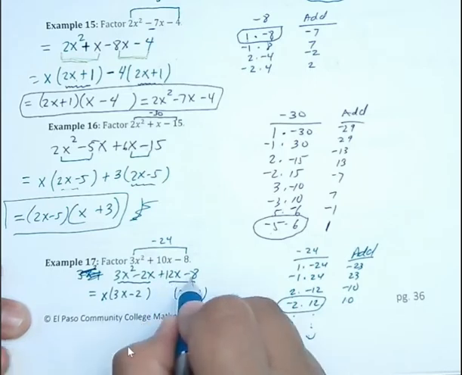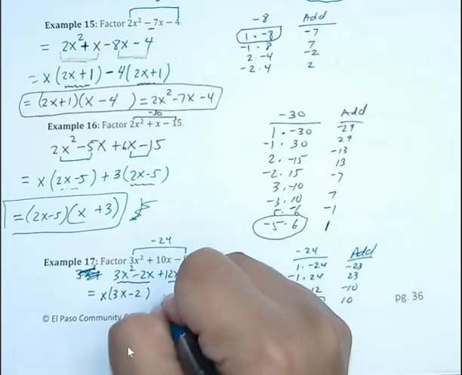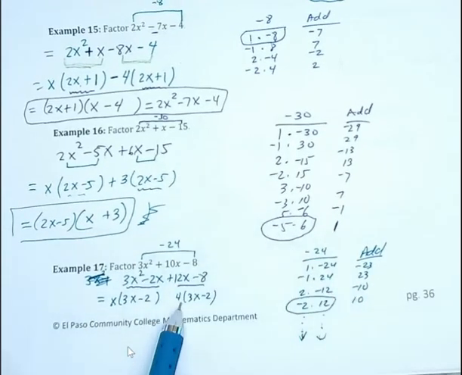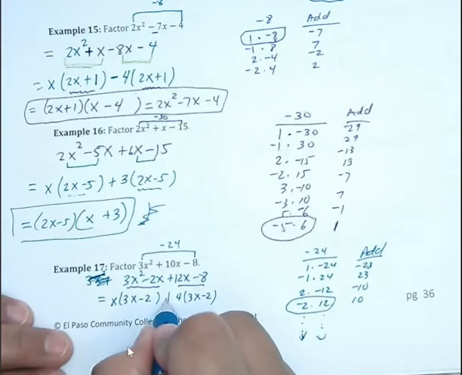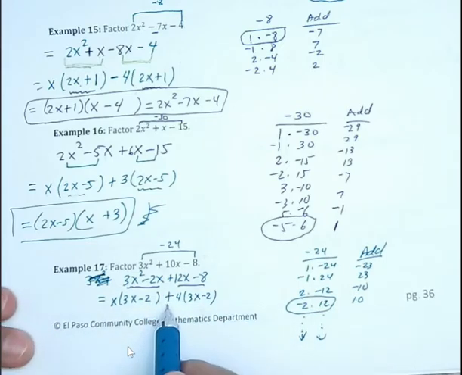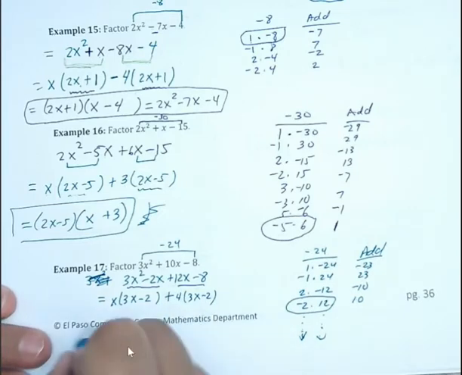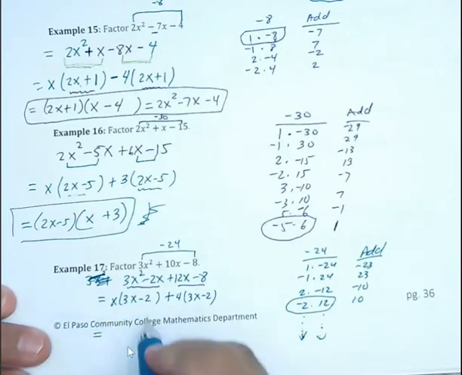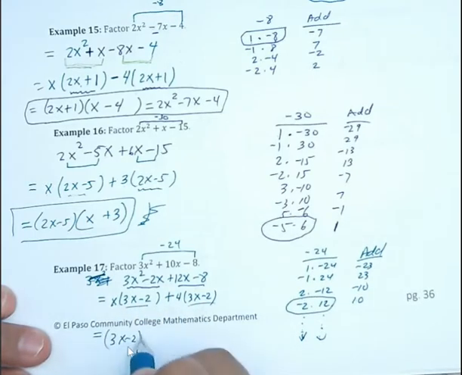And the 12 and the 8, the greatest common factor there is a 4. So 4 times 3 is 12x. 4 times negative 2 is negative 8. We want the 12 to be positive, so that would be addition here, plus 4 times 3. Positive 4 times 3 is positive 12. And now they have in common a 3x minus 2, which we can factor out. And that's going to leave me with an x plus 4.